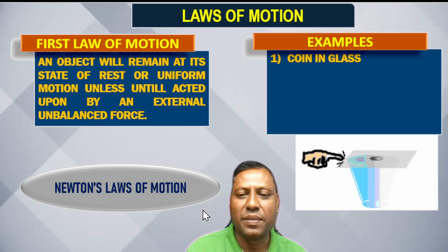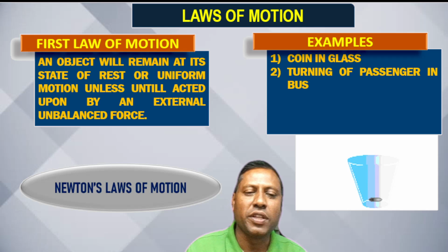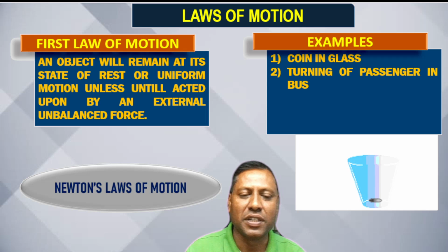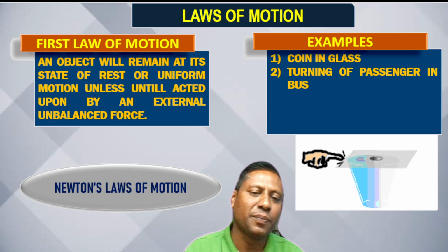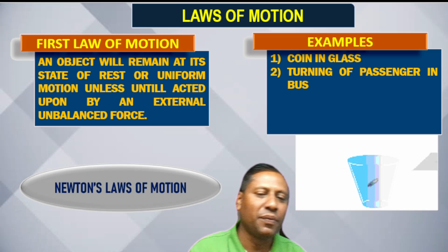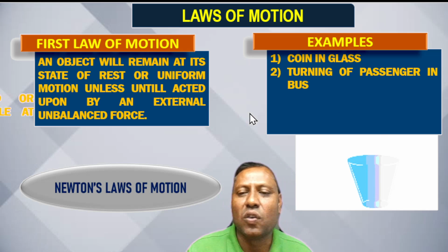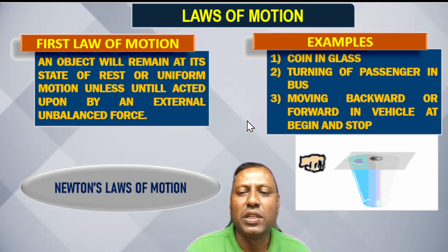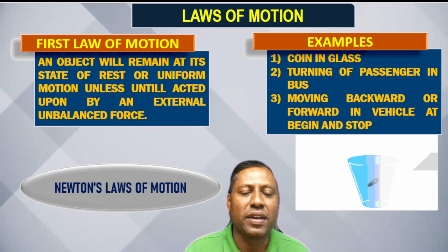Let me give some more examples to you. Turning of passengers in a bus. Suppose there is a bus taking a left turn and you shift to the right like this, or if the bus takes a right turn, then you shift to the left like that. So these are also consequences of Newton's first law of motion. And obviously, moving backward or forward in the vehicle at the beginning or at the stop.